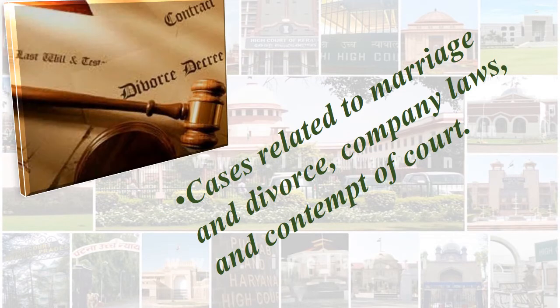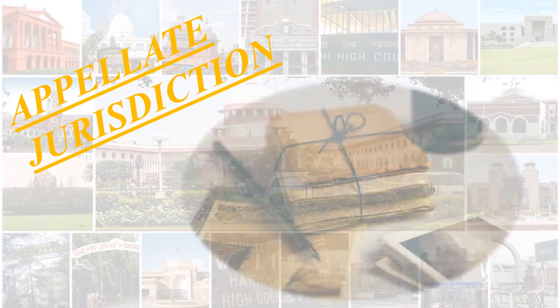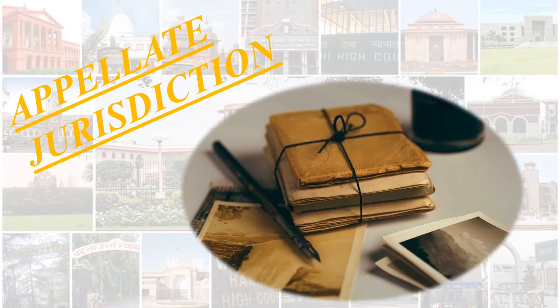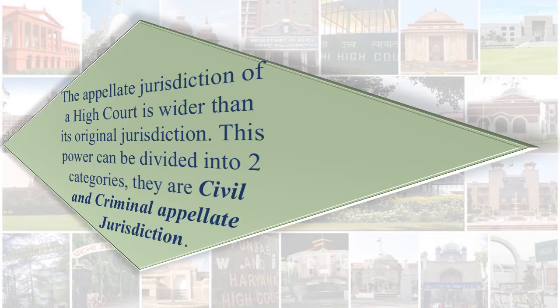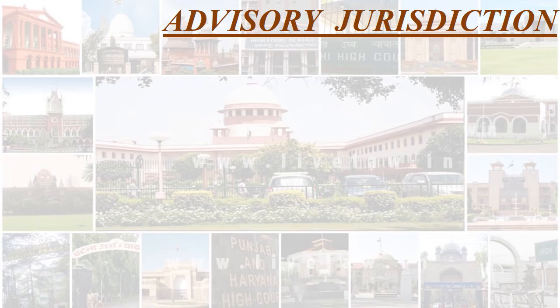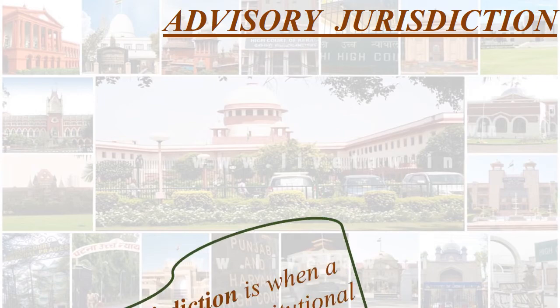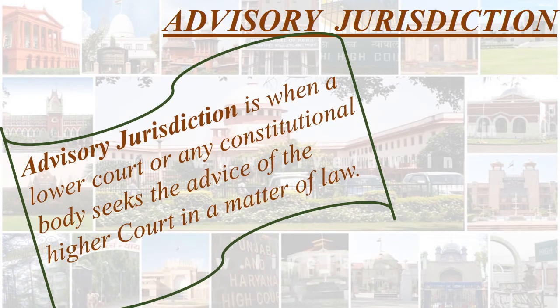This is appellate jurisdiction. The High Court has the power to accept appeals against the decisions of the district courts in civil as well as criminal cases. In fact, the High Court hears appeals against the decisions of lower or subordinate courts. Advisory jurisdiction: the High Court has advisory functions and can advise the state government or governor on matters of law or constitution if they so desire.